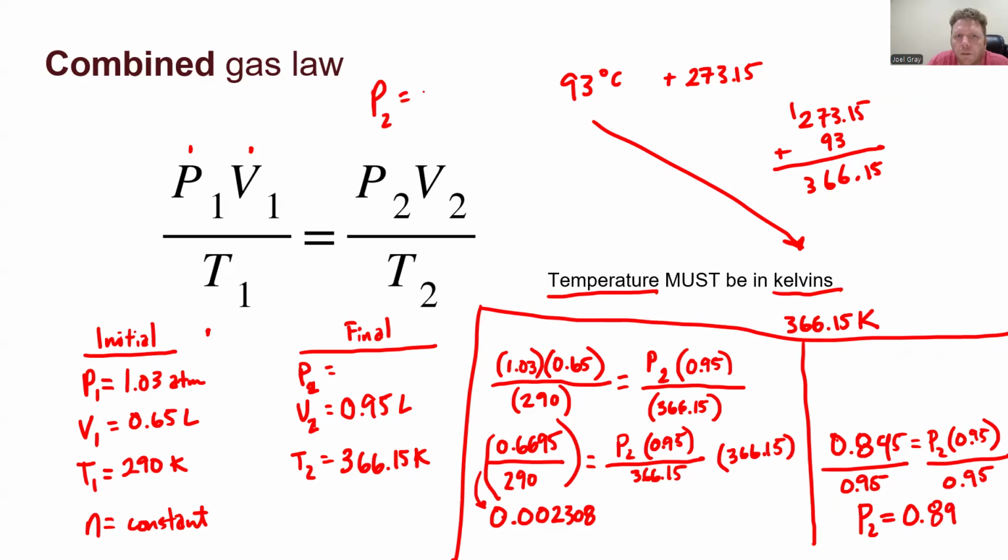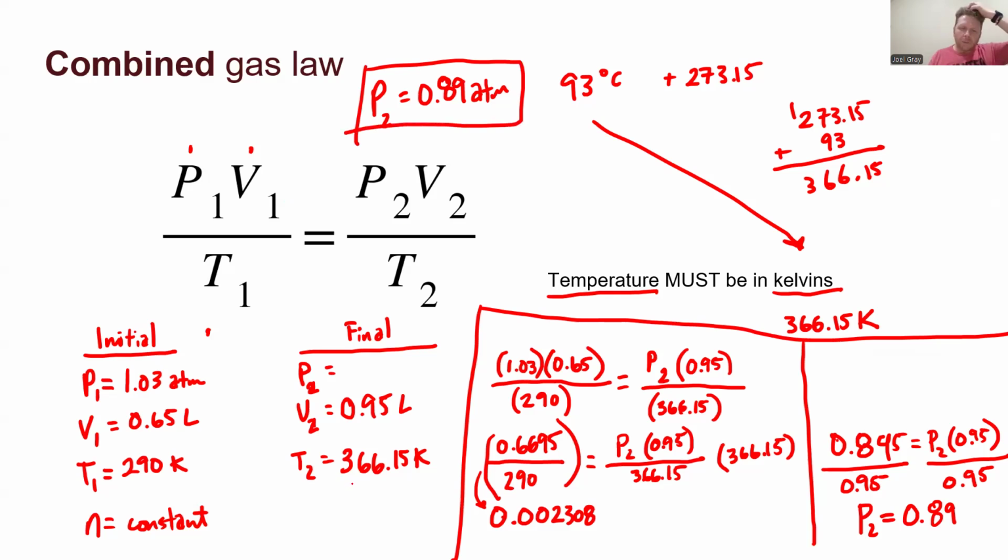So P sub 2 equals 0.89. And then what are my units for pressure? Atmospheres. Okay. So the way that I like to think about this is we tweaked two variables. The magnitude of those tweaks impacts our end result, impacts what this P sub 2 is.